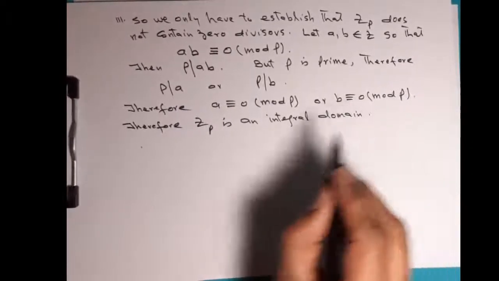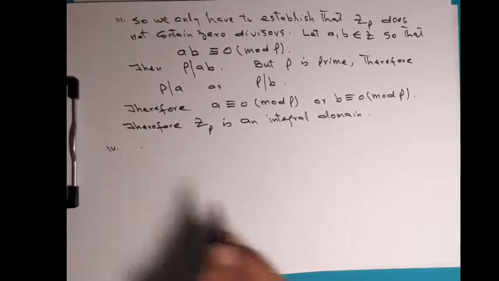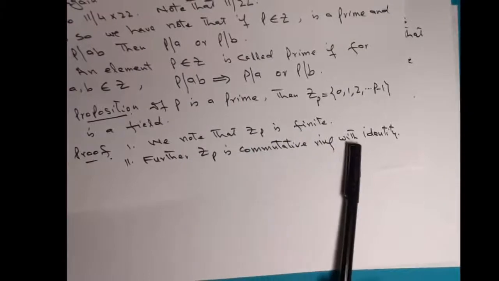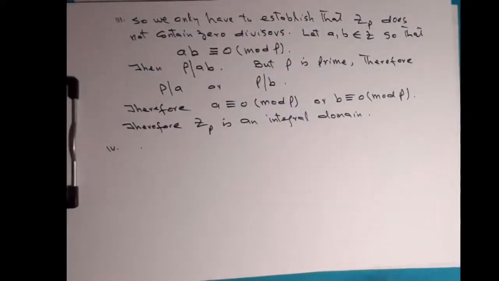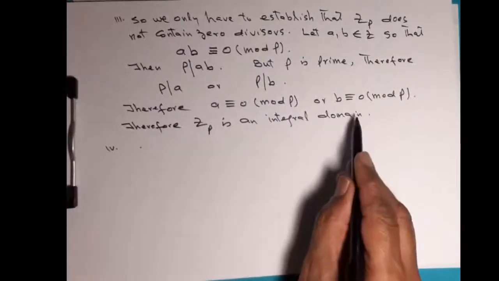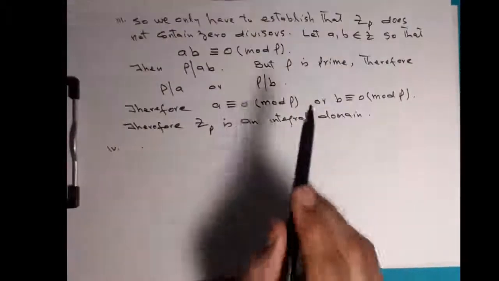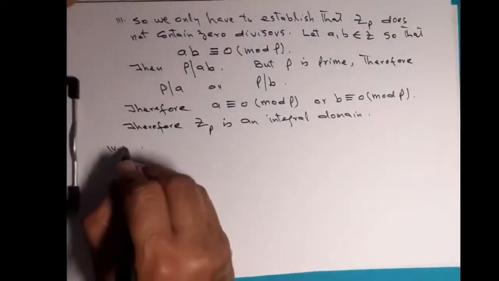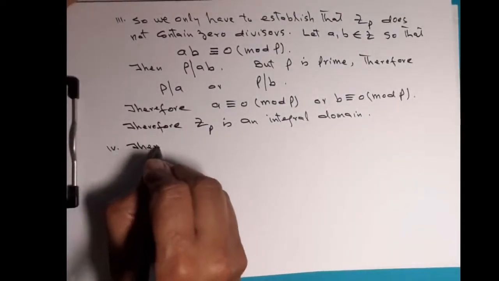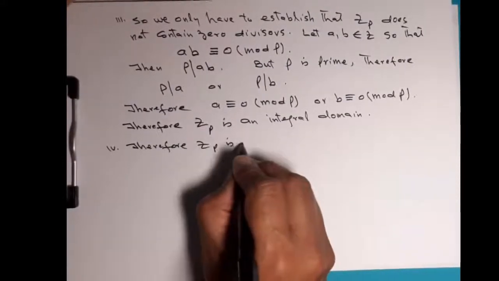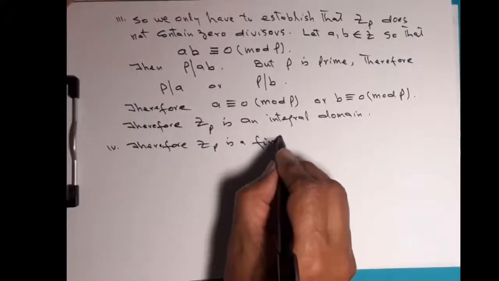So let's conclude that we have noted that Z_P is finite, Z_P is a commutative ring with identity, and Z_P does not contain zero divisors. This sums up that Z_P is an integral domain. Now Z_P is finite and Z_P is an integral domain, therefore Z_P is a finite integral domain.